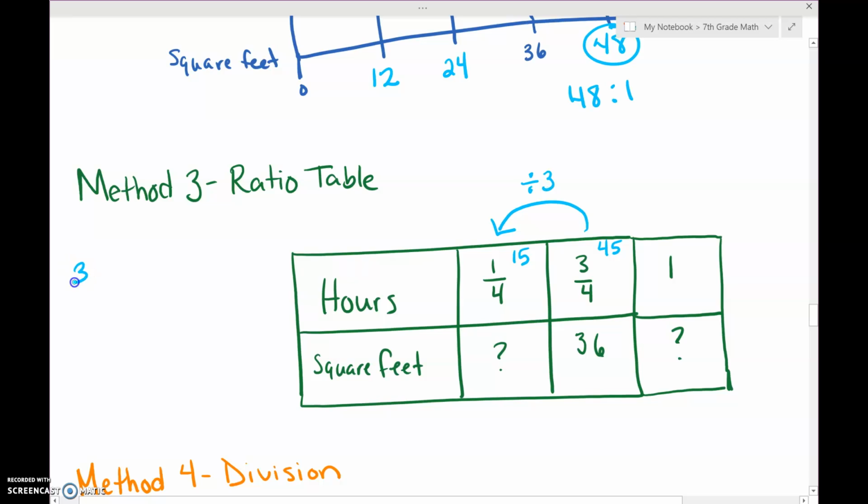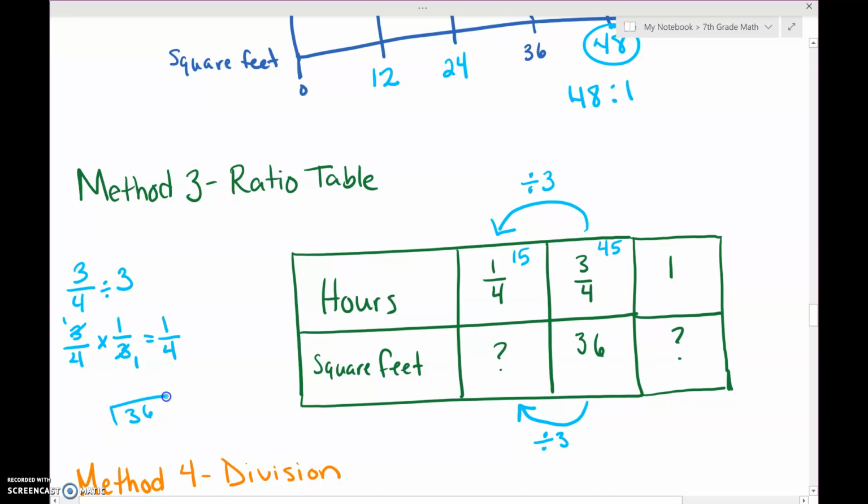Remember, if I do 3/4 divided by 3, I have to multiply by the multiplicative inverse of 3, which is 1 over 3. I can cross out common factors. 1 times 1 is 1. 4 times 1 is 4. I get my 1/4. So whatever I do to the one part of the ratio, I have to do to the other. So I'm going to take 36 divided by 3.